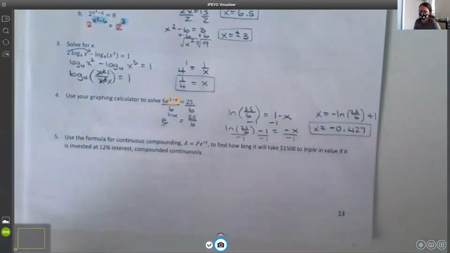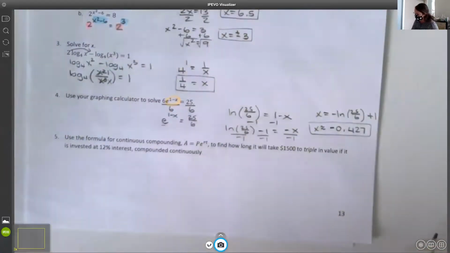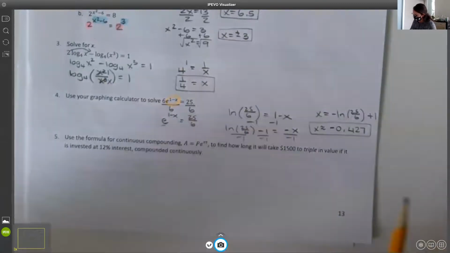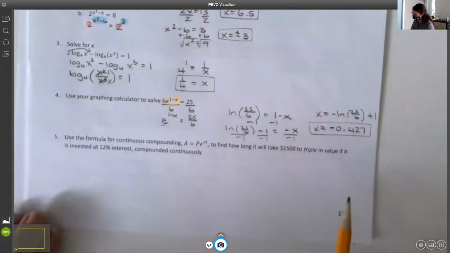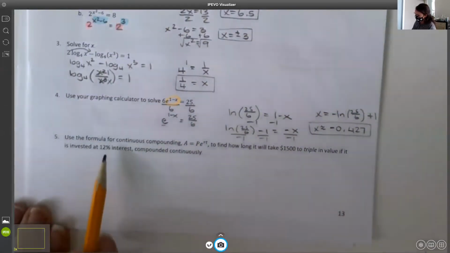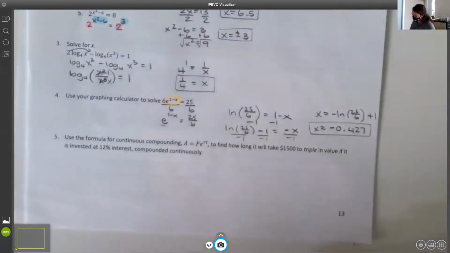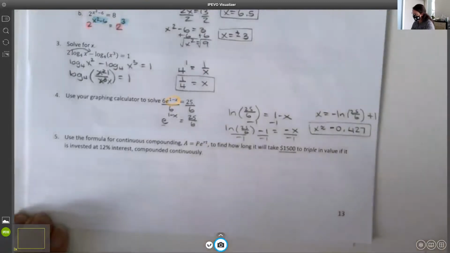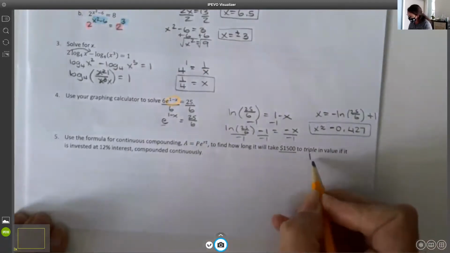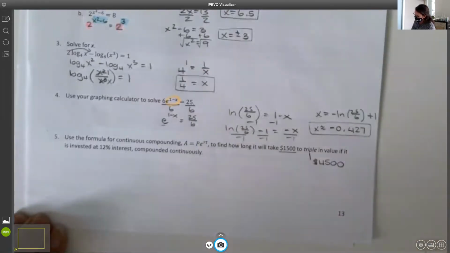This one is taking us back to one of the application problems that we did before with compound interest, and it's asking us to use this formula to find out how long it will take $1,500 to triple in value if it's invested at 12% interest compounded continuously. So this is our formula for compound interest. We're starting with 1,500, we want to see when it will triple. So when it's going to triple, it's going to be 4,500. And so we're trying to see when will we have $4,500.